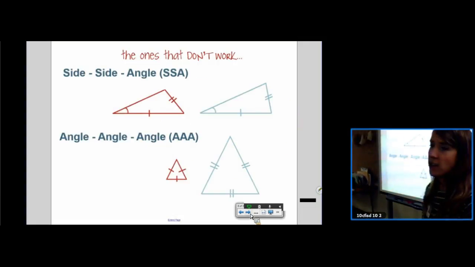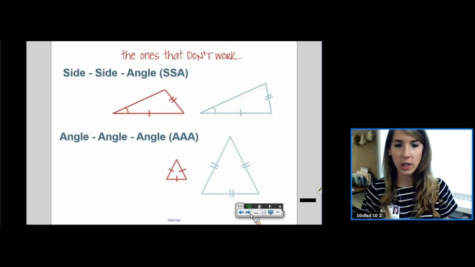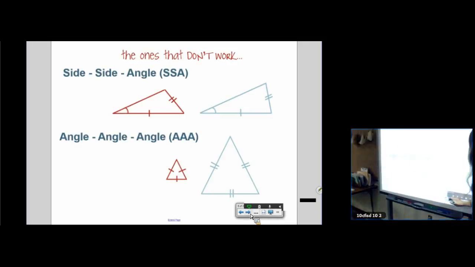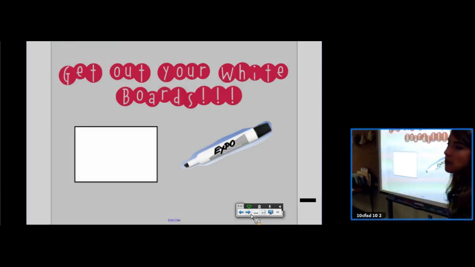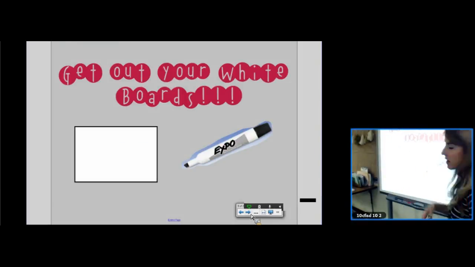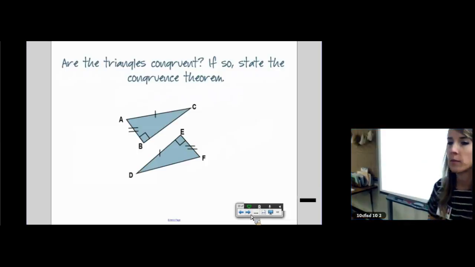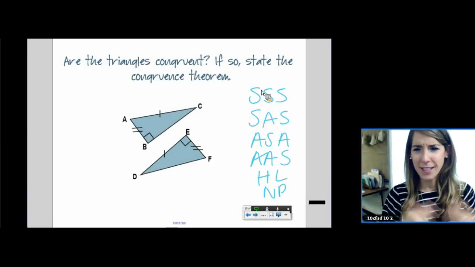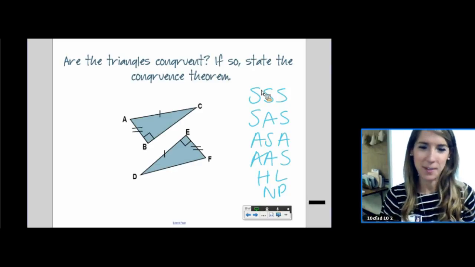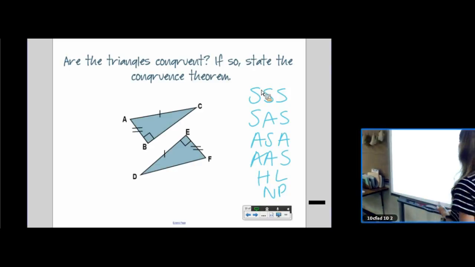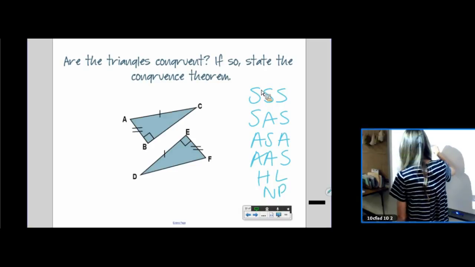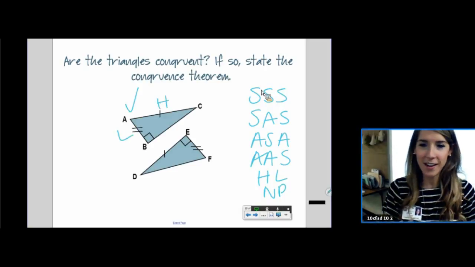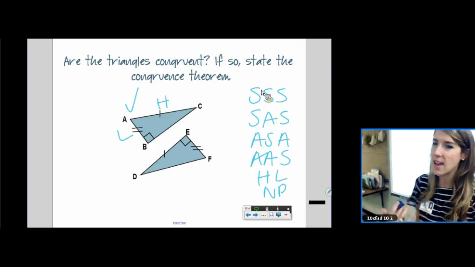Okay, here's just a reminder of the ones that don't work on regular old triangles. And the rest of class is going to be practicing. You guys might not be using whiteboards, but we're going to practice lots of examples. So yeah, the first example I give you is not possible. Yes, sorry about that. But you do need to be careful, because it sure looks like hypotenuse leg. Yay! It's our new theorem. We're using our new theorem.